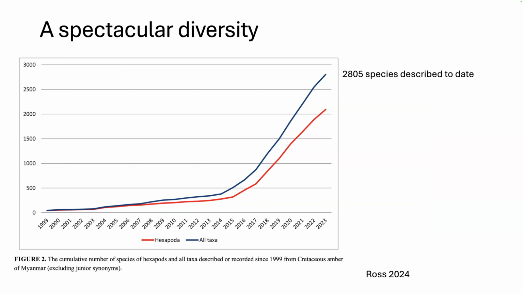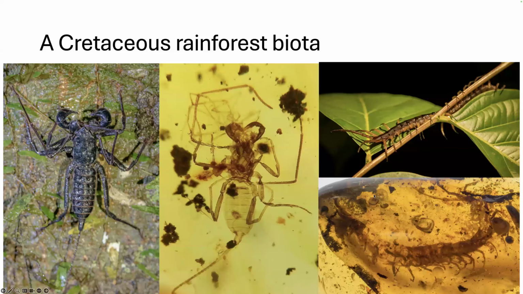Andrew Ross up in Edinburgh collates all of the new papers, all the new species descriptions. So you can see on this axis, 1999 through to 2023. And in blue, we have all taxa that have been described. You can see it takes off around 2016, and it slowed a little bit in 2022, 2023. That's 2,805 species described to date. Plants, animals, invertebrates, vertebrates, and as you can also see, a large proportion of them are hexapods, insects. He keeps that up to date. So when a paper is published, it's sent to Andrew and he updates that database.